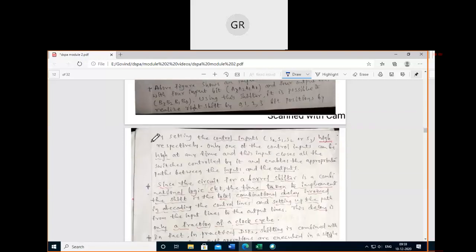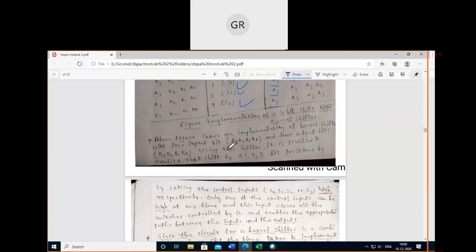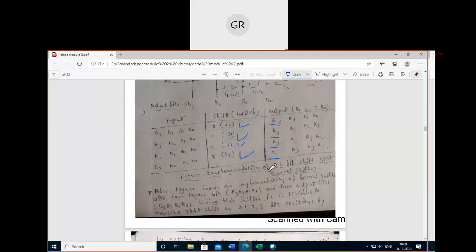By setting the control bits S1, S0, and so on, these are the control inputs. 1, 0 means it's two shift. 0, 1 is 1 shift. 0, 0 is 0 shift, so there is no shift, and the inputs stay in the same positions, A3, A2, A1, A0. For one shift to the right side, this one will come here, A2 will come here, A1 will come here, A0 is discarded. Then in the position of A3, again A3 is placed.